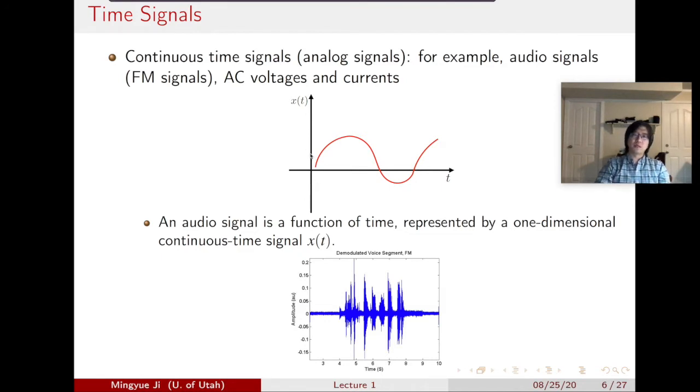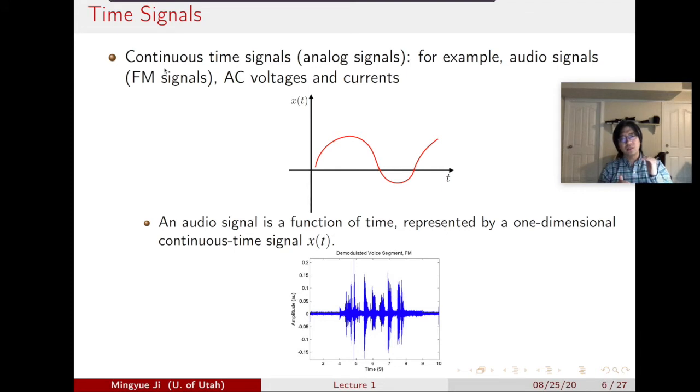Normally, for the time signal, we can classify them into two cases. One is the continuous time signal, and the other one is the discrete time signal. Often we call the continuous time signal the analog signal. I say often, it doesn't mean that they are equivalent, but the difference is very subtle.